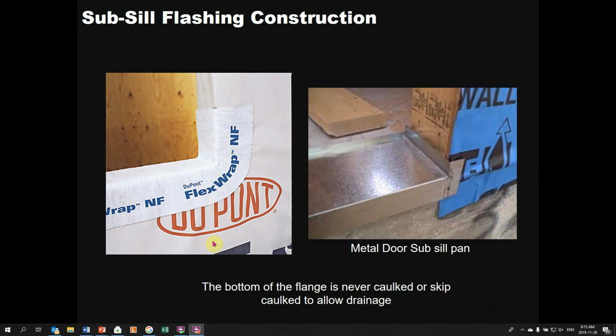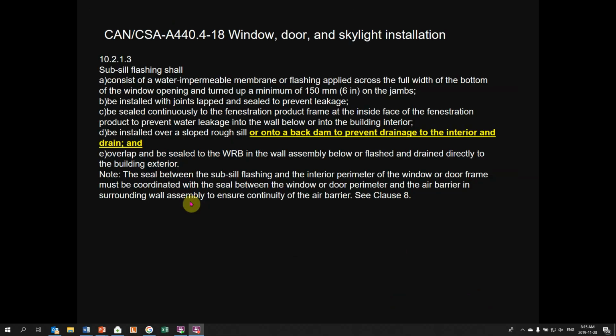The key for this, as you say, is if it's a flange window, you want to skip caulk it. So you caulk it in 2 inches and then leave an inch, so that if any water gets in here, it'll drain out.